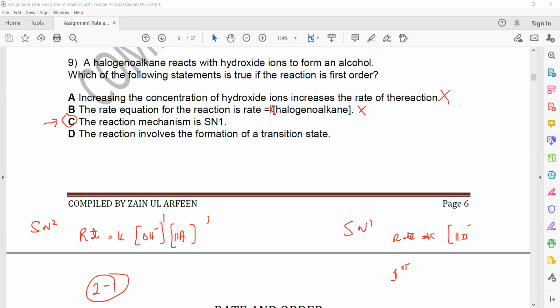What about D? Involves formation of a transition state. That's also wrong, because it's an SN1 reaction in which the bond will break and then the bond will form. So there's no intermediate or transition state.